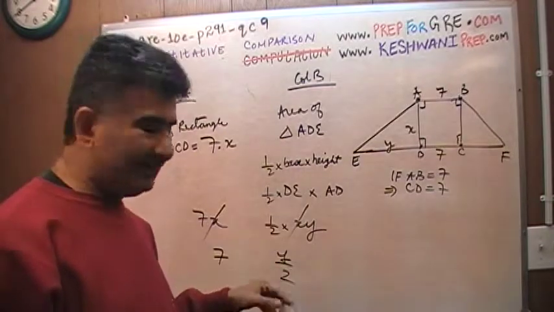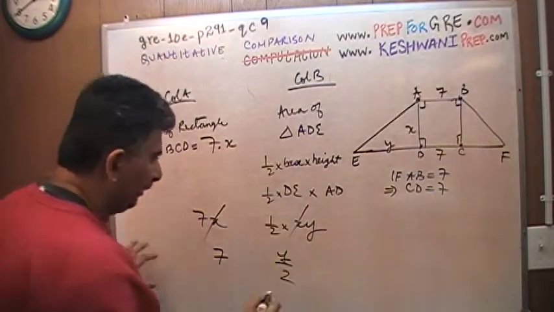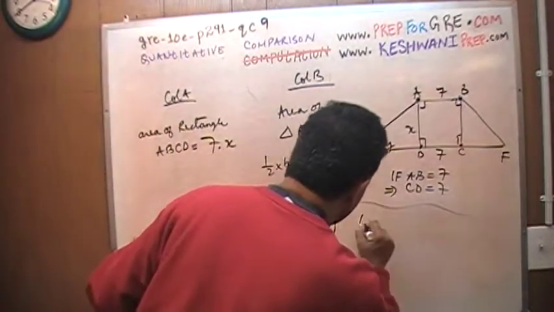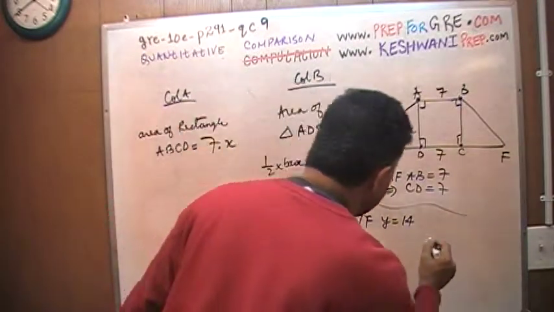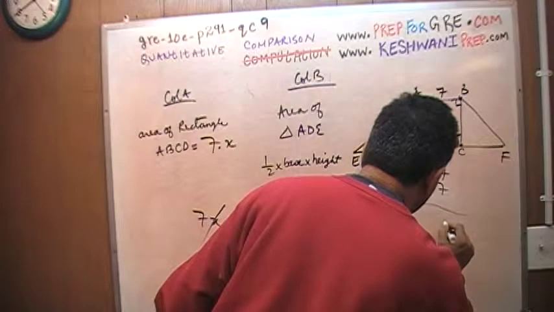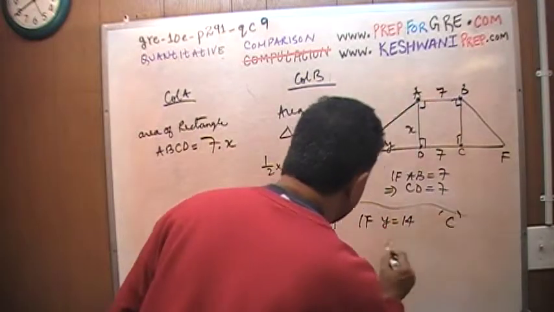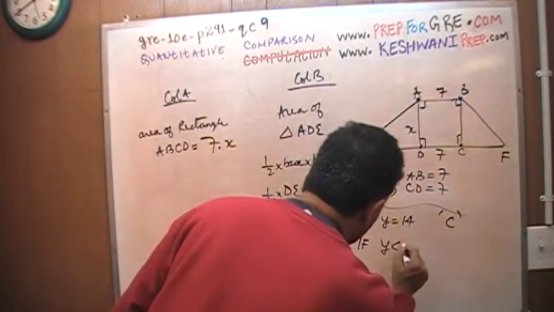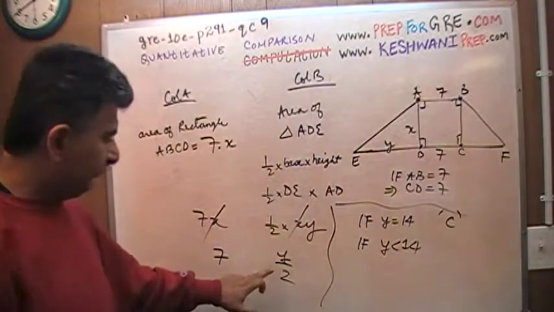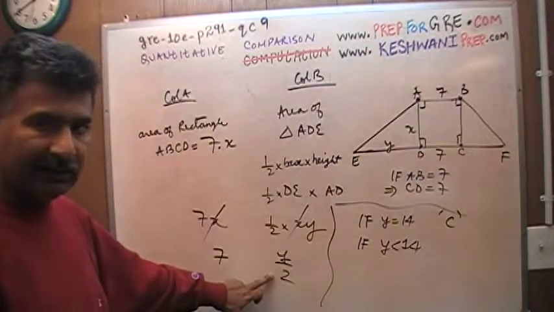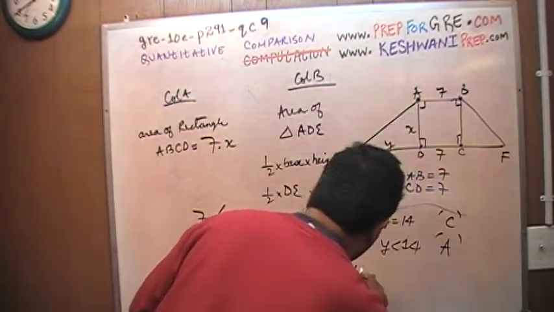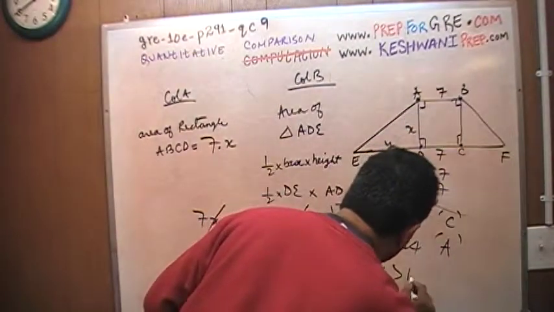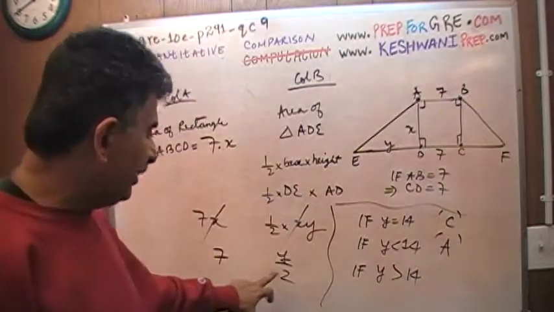If y is 14, the answer would be C. If y happens to be less than 14, then y divided by 2 is going to be less than 7, and the answer is going to be A. If y is more than 14, is it possible for y to be more than 14?